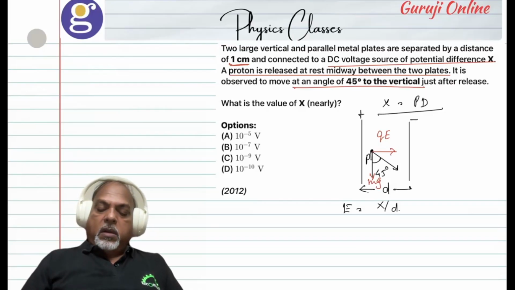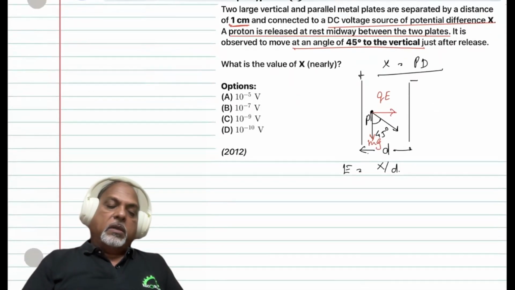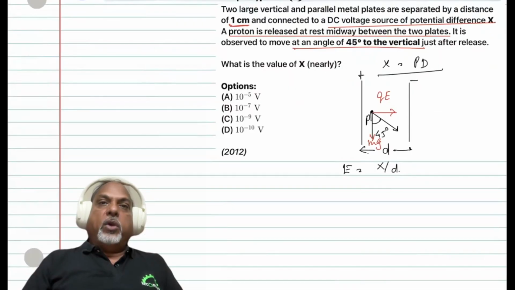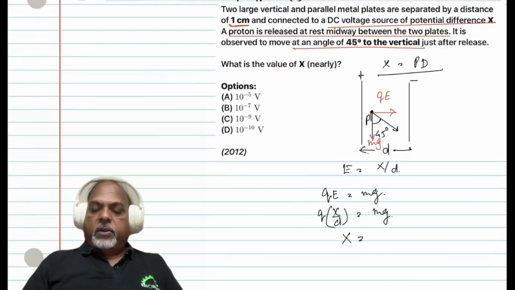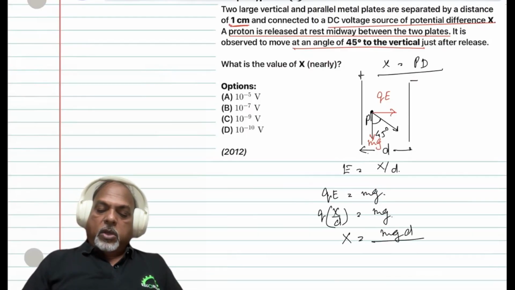And 45 degrees there, since it is making an angle of 45 degrees, that means these two forces are equal. So mg equals Q into X upon D. Here we can find the potential difference, and that will be equal to mgd upon Q.